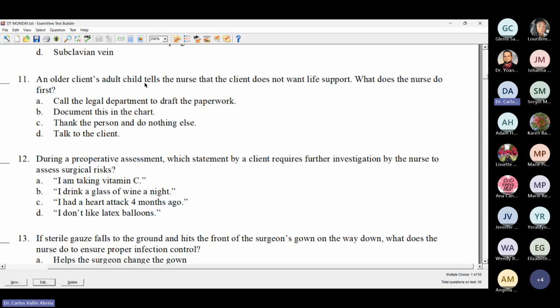So the child of the adult client tells the nurse that the client does not want life support. It is something very important. The client wants to be DNR, and can be sent to hospice or whatever. What does the nurse do first? Call the legal department to draft the paperwork, document this in the chart, thank the child, and do nothing else?